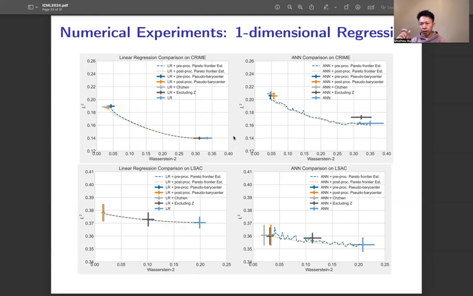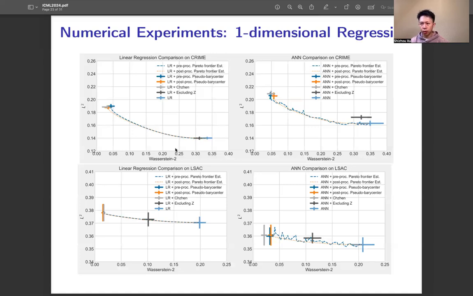the matching of CDFs to find the true Bayes optimal. Okay, and here the vertical axis is the L2 loss or mean square loss. The horizontal axis is the Wasserstein-2 disparity. So our method is also in dark blue. You can see from the plot, we achieved very similar results via linear regression and artificial neural networks when compared to the true Bayes optimal method.